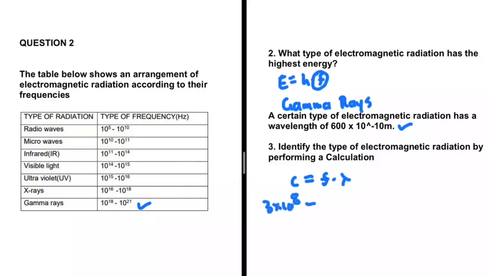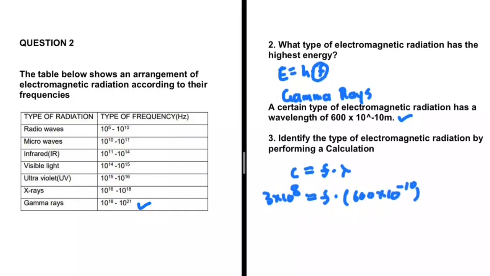Don't forget, the speed of all electromagnetic waves is always 3 times 10 to the power 8 meters per second. The frequency is what we are interested in, and the wavelength, we have 600 times 10 to the minus 10 meters. Well, you can see what we need to do here. We need to divide both sides by the coefficient of frequency, which is 600 times 10 to the minus 10.